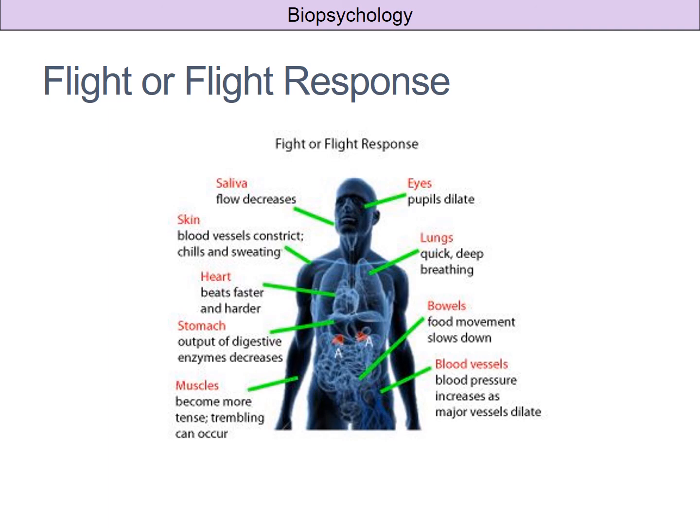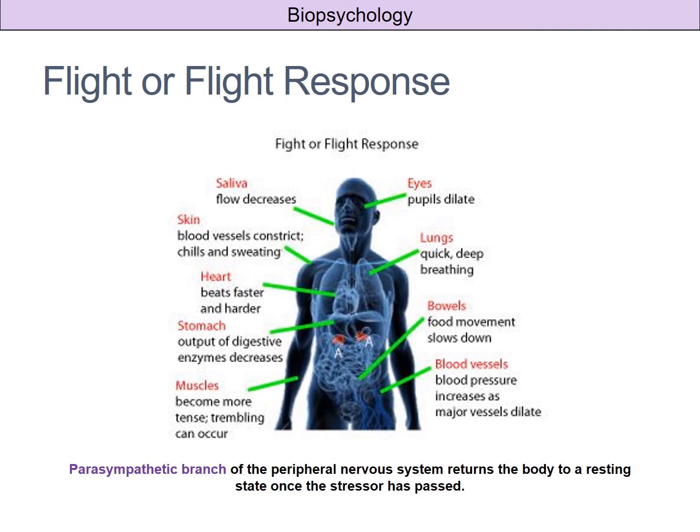Now, once the stressor has passed, we obviously want to return our body back to its resting state, and that's when the parasympathetic branch of the nervous system comes in. So as soon as the stress has passed, that kicks in and we go back to how we were before.